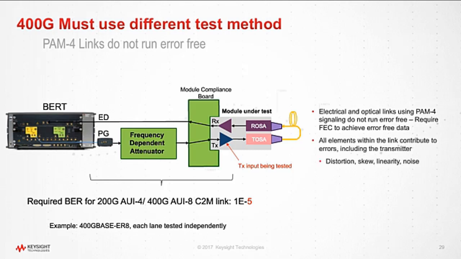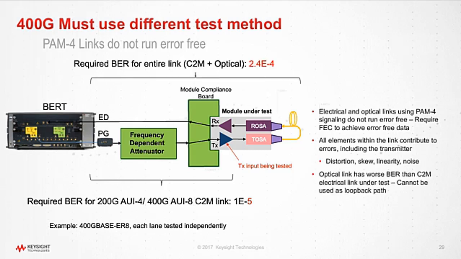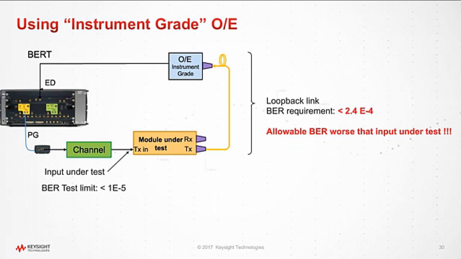Well, we take the same standard. We look at our 802.3bs, and we look at all the optical links, optical plus chip to module link. The BER requirement is 2.4E-4. So it's worse than the signal we're trying to measure. We could potentially have more errors in the loopback path than we actually have in the signal that we're trying to measure. I was working with a customer just a few weeks ago that was trying to do this, and initially they were trying this technique with the optical loopback and wondering why it wasn't working, and this is the answer right here.